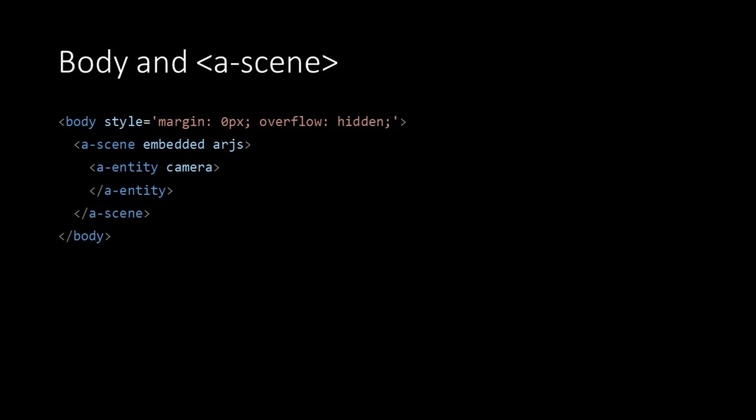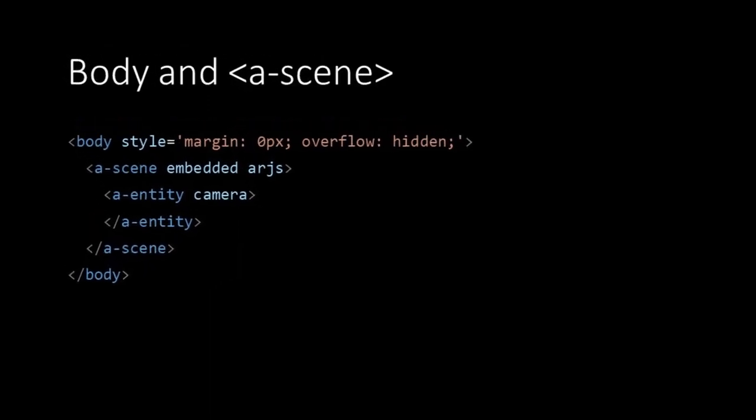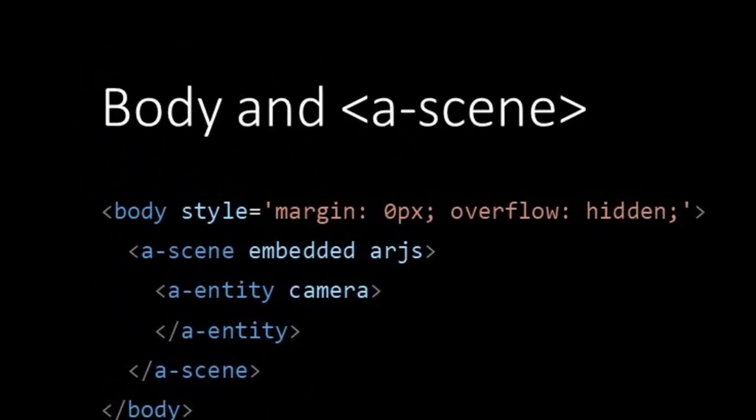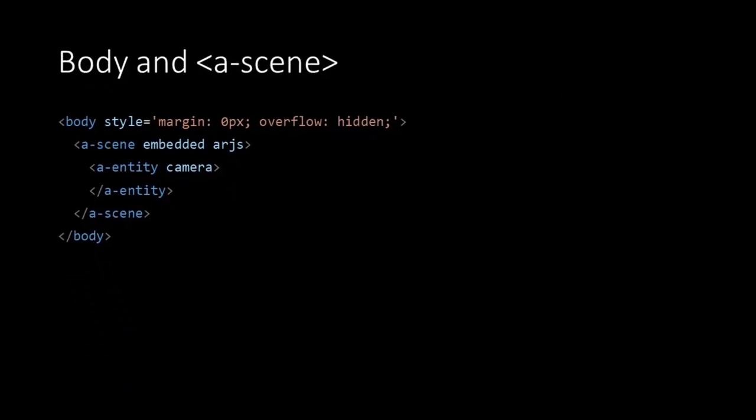Now, inside the body is the scene. The scene is defined by a start and end tag, a-scene. Inside the start tag, we include the property embedded AR.js. Now A-frame knows that we are using AR.js. Inside the scene, we instantiate our camera. Not with a special tag, so not an a-camera tag, but in a general manner. So as an entity component of name camera.